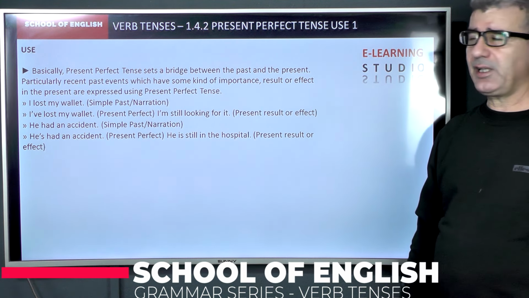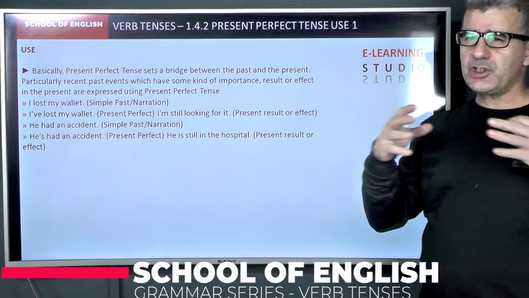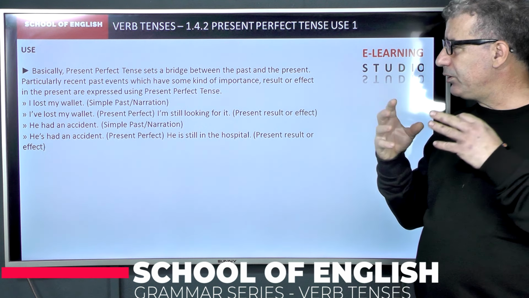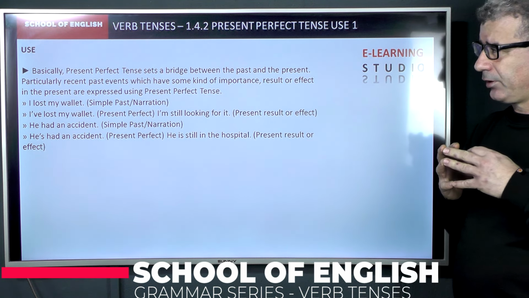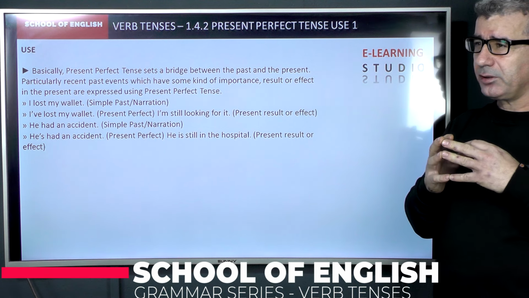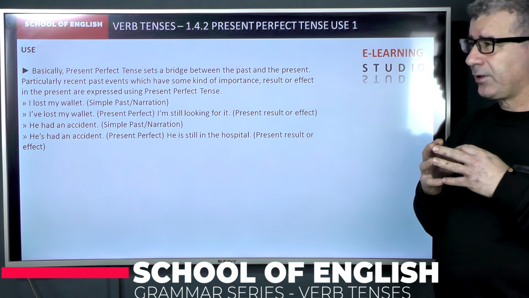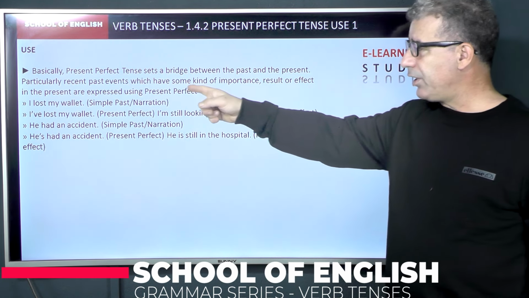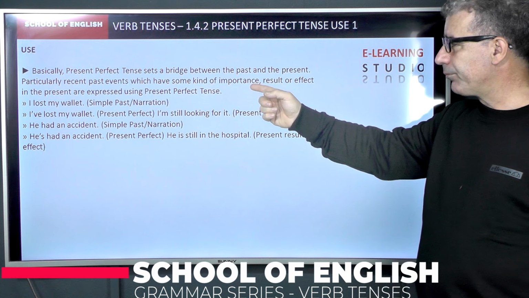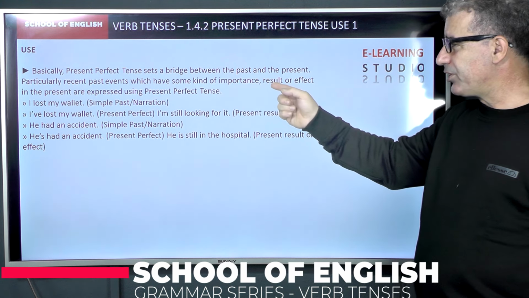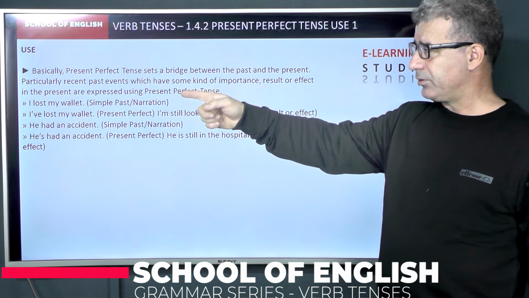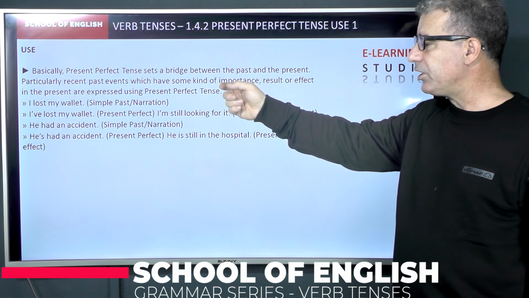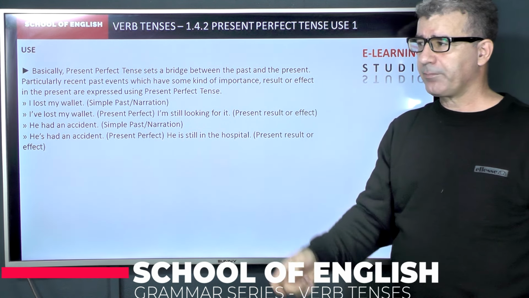Basically, present perfect tense sets a bridge, sets a connection point between the past and the present. Particularly recent past events. This part is very important. Recent past events which have some kind of importance, result or effect in the present are expressed using present perfect tense. This is the key to present perfect tense usage.